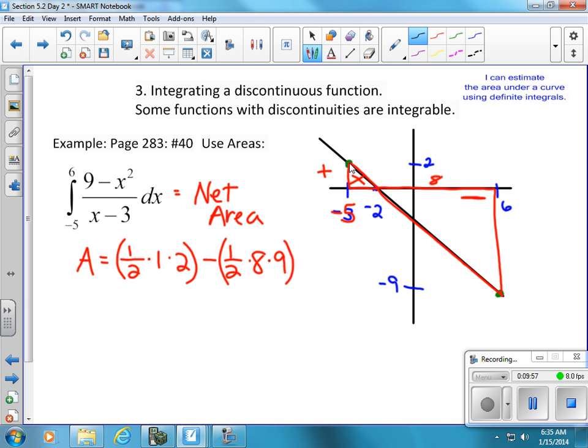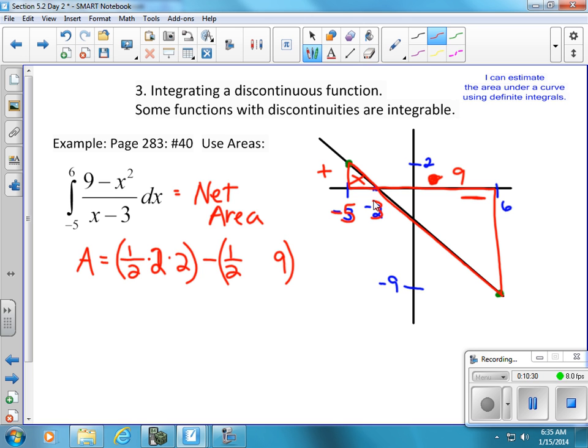let's see. You know what? This should be a 2. Is that a negative 3? Hang on just a second. Okay, looks like I have another mistake here in the graph. This should be a negative 3. Therefore, my base here should be 2. So this should be 1/2 times 2 times 2 minus 1/2 times 8 times 9. Oh, this is 9 times 9. Oops, so this would be 9 since I changed that to 3. This width would be 9.